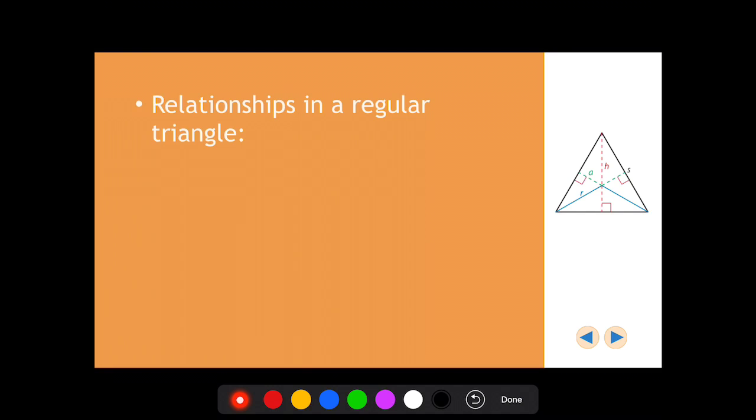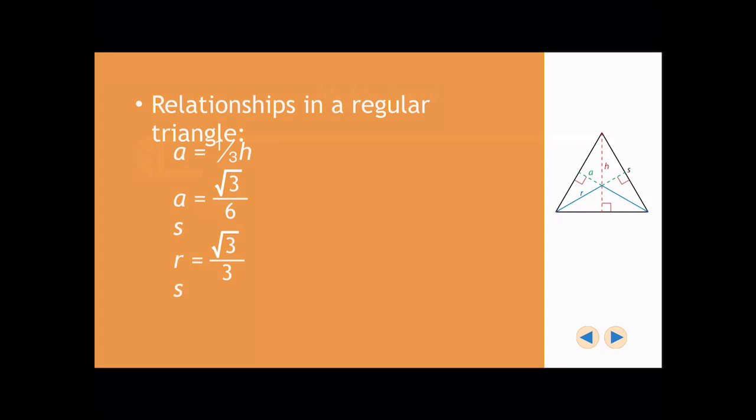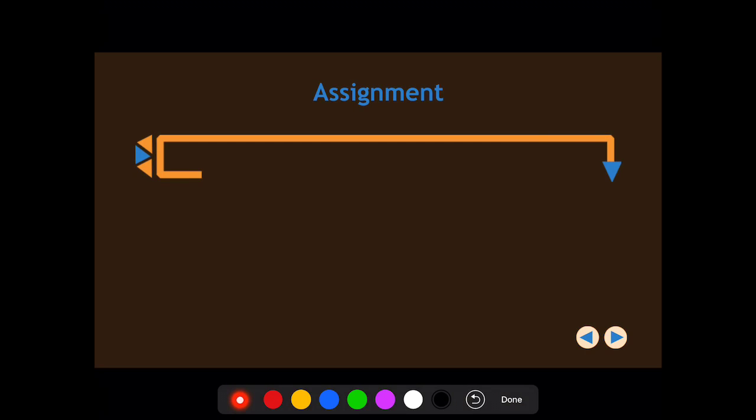Relationships in regular triangles. Here we're talking specifically about regular triangles. A is going to be equal to 1/3 h. A is the distance you can see in the picture here, that distance right there, that's 1/3 h. And then A is going to be equal to the square root of 3 over 6, and the radius is going to be equal to the square root of 3 over 3. It's just showing some relations in an equilateral triangle, because again, it's a regular triangle, so all the sides have to be equal. That'll come in handy on a couple of the problems you'll be working on.